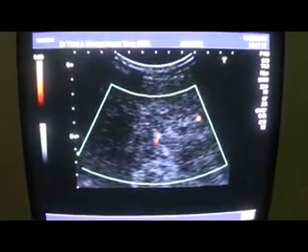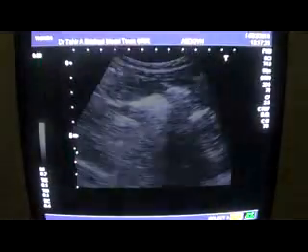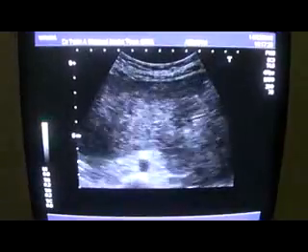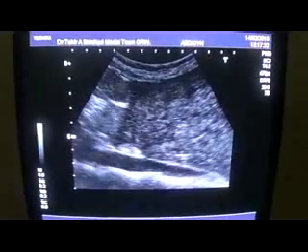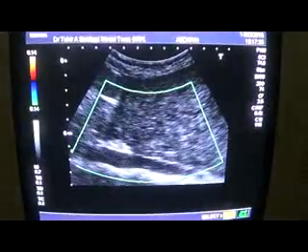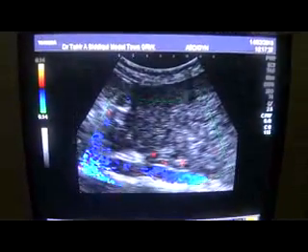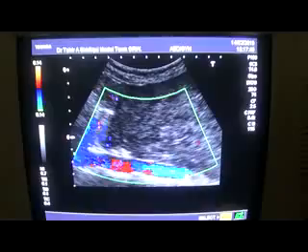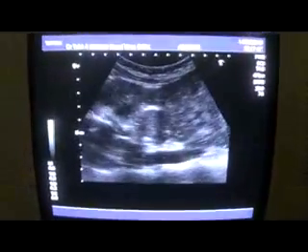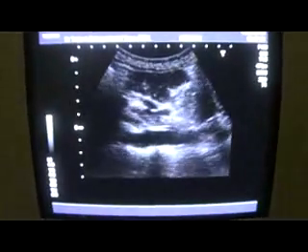Let me apply some gel. Now I have placed the probe in the epigastric region and I can see the mass straight away. This is the epigastric region. Here you see, this is the IVC, and this is the mass, and the IVC is entering the heart. This is the cephalic part of the IVC.